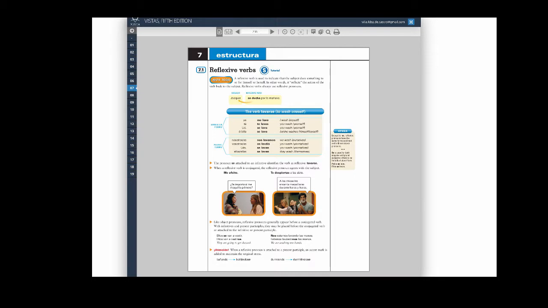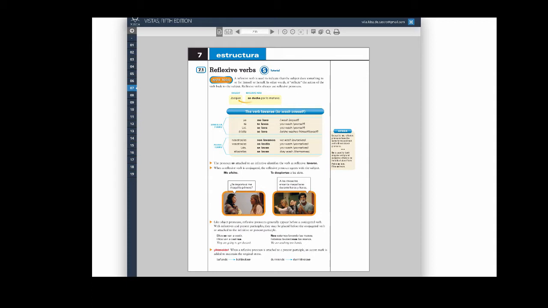In this chapter, you're going to be studying the reflexive verbs, and a few of you asked me, well, not a few of you, one student, but I'm sure this will help everybody, ask me about position of pronouns with reflexive verbs. So let's go over what the book says, and then I'll give you a little bit of explanation on it.